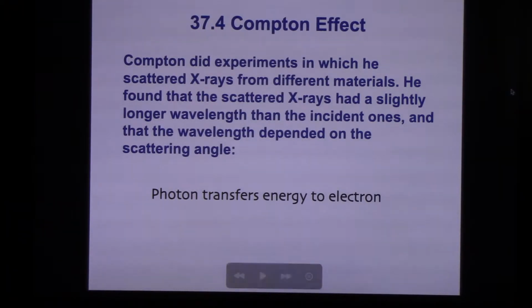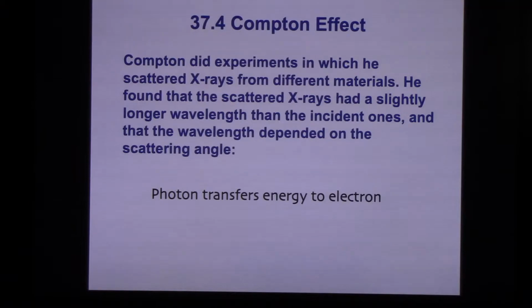The topics that we're going to be looking at here: we are going to start off looking at the Compton effect, and then later on we will take a look at the Bohr model for the atom. So let's go ahead and get started here.